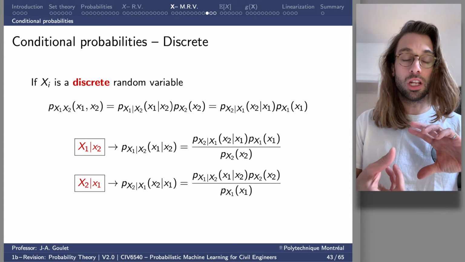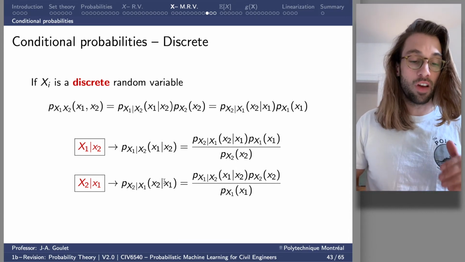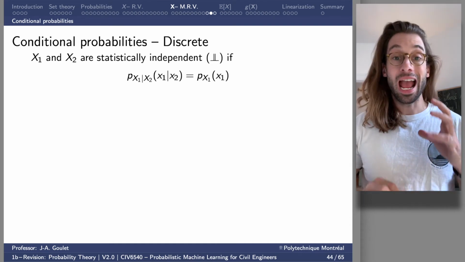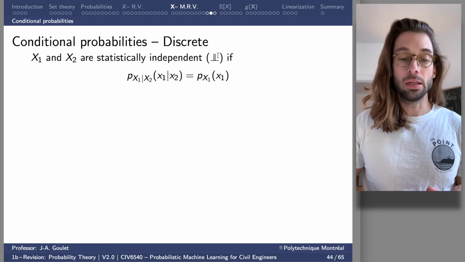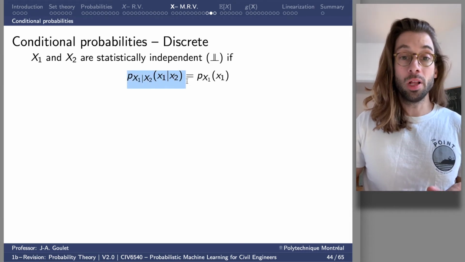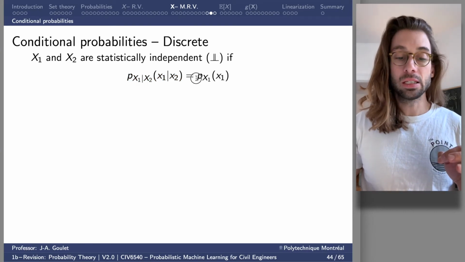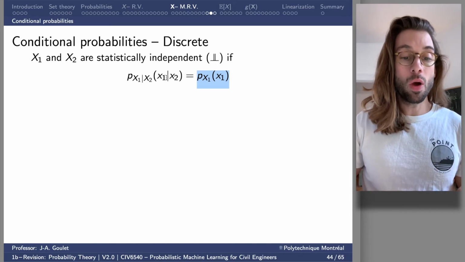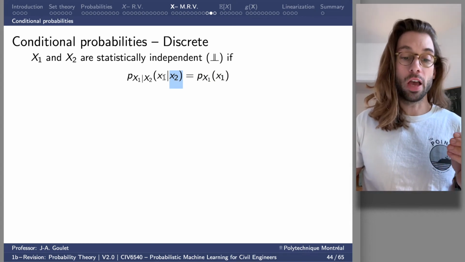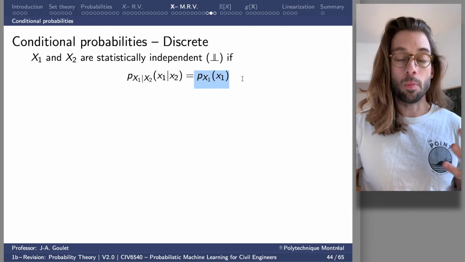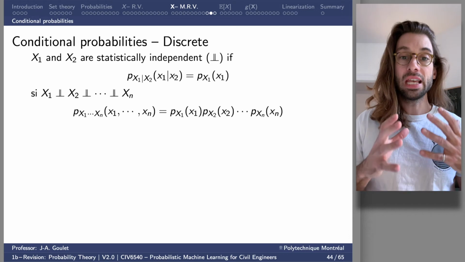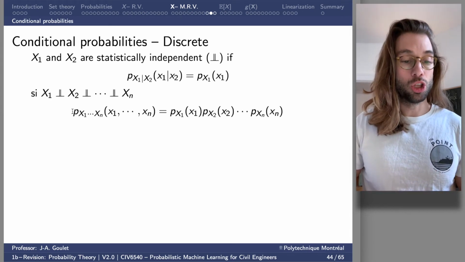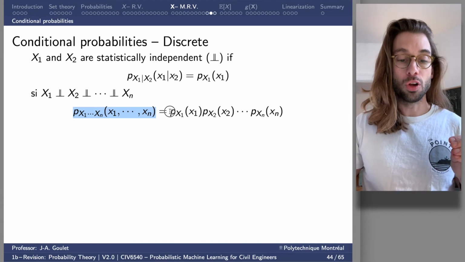If we're interested in the conditional PDF or PMF of x2 given x1, we simply swap the terms. Now consider a special case where x1 and x2 are statistically independent. In that case, we can represent the conditional probability of x1 given the outcome x2 as simply the marginal probability of x1. Because if x1 and x2 are statistically independent, knowing x2 won't change my current knowledge of x1. So I might as well represent this conditional probability by the marginal probability of x1. If I have a set of random variables from x1 to xn, and they're all statistically independent, I can represent their joint probability by the product of their marginal PMFs.